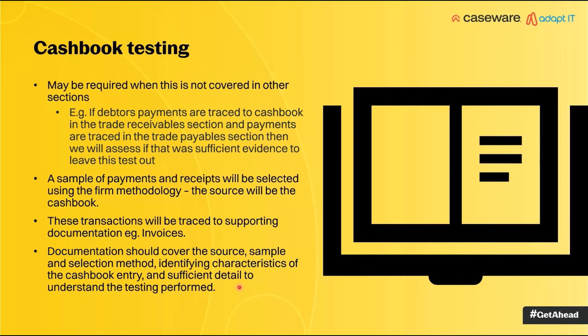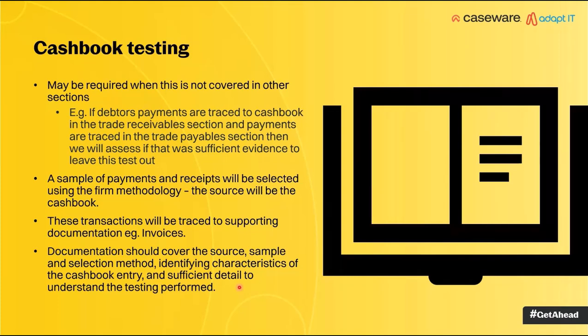We will document the sample that we selected, how we selected them, the selection method, identifying characteristics of the cash book entry. Remember, each of those needs to be identifiable by another auditor. Right, so that's important. And then sufficient detail to also understand what was done. How far did you take this? What evidence did you actually get?